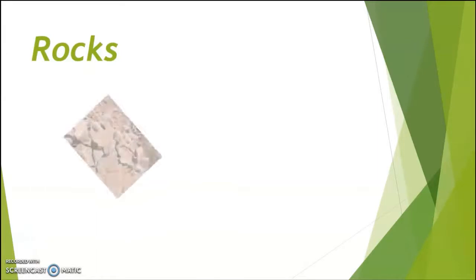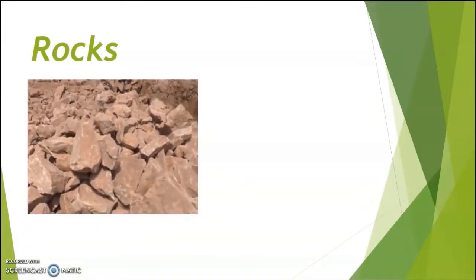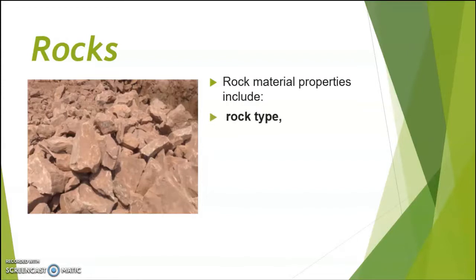Okay, rocks. So you can see that is the rocks. Okay, rock material properties include the rock type. There are lots of rock types, and the color, as you can see, it's a brown rock. And then the particle size, there are small rocks and big rocks.